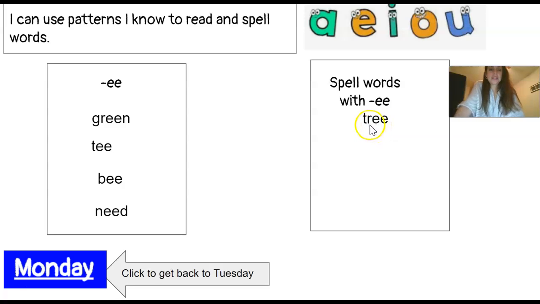Chur, E spells tree. N, E spells knee. Fur, E spells free. And full, E spells flee.